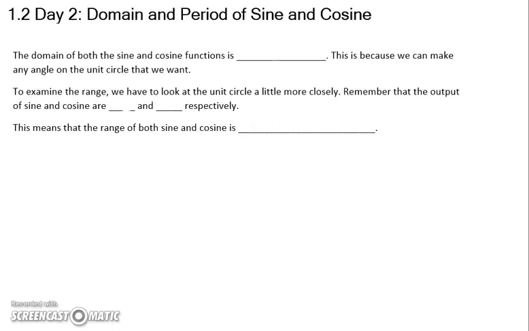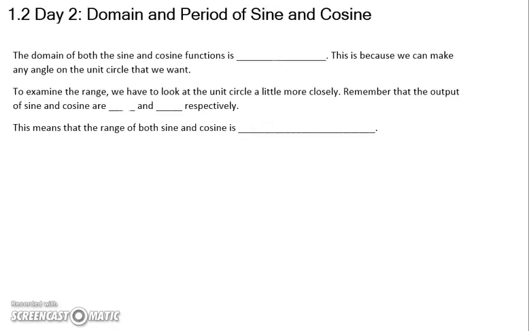Alright, in this video we're going to talk about section 1.2 day 2, the domain and period of the sine and cosine functions. So if we think about domain, that's what we can put into these functions. If we look at the unit circle and the x, y values, we need to remember that the x values are cosine and the y values are sine. So if we think about what goes in, we're putting an angle into sine and cosine and getting that answer on the xy point out.